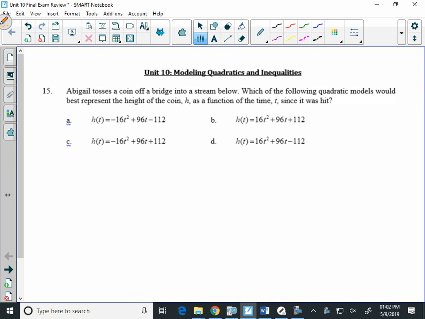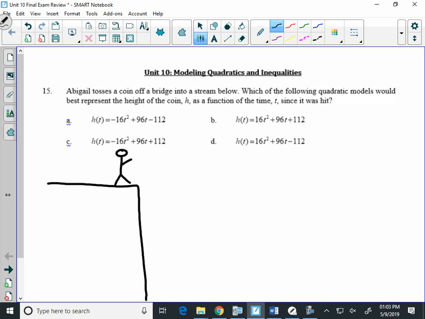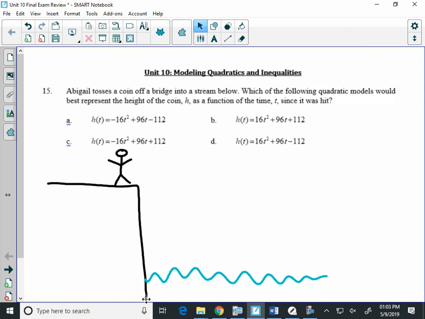function would work. So, bear with me with my drawing. I'm not an artist, but let's just say here we have our bridge, okay? And here's Abigail, stick figure. She's standing on our bridge, okay? And then here's some water below, okay? Abigail then tosses a coin from her hand, so here's her hand. She tosses a coin, and then it lands in the water, okay?